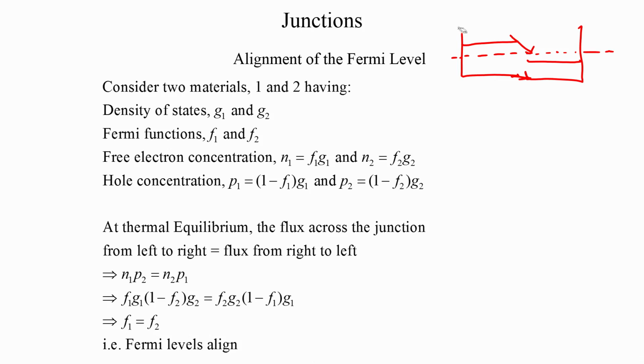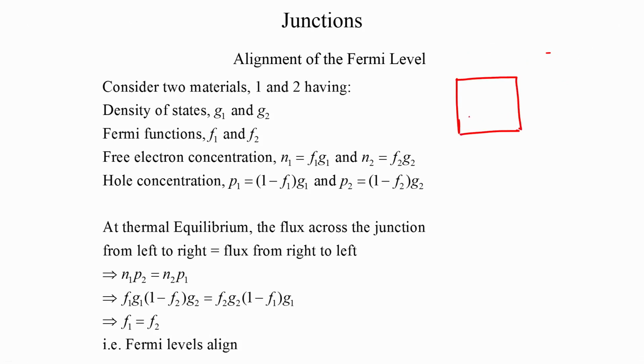But now let us try to mathematically prove this, the alignment of the Fermi level. Let us take two different materials, material 1 and material 2. Let us say material 1 has a density of states given by G1, and material 2 has a density of states given by G2, and depending upon the location of the Fermi level.